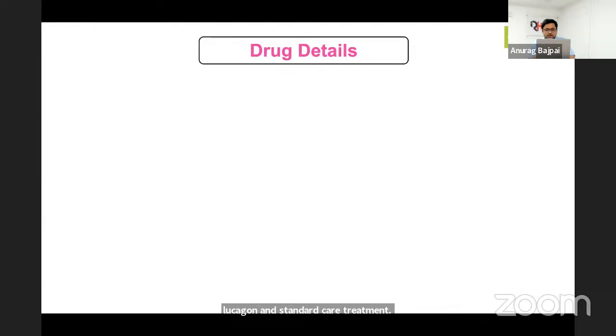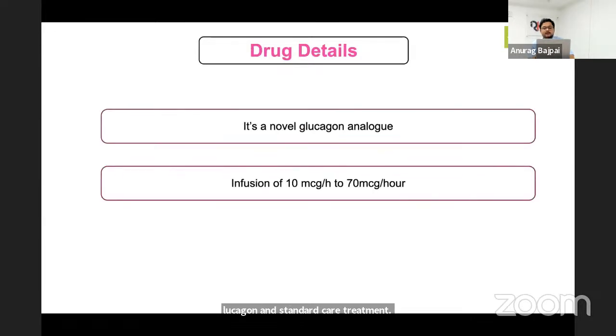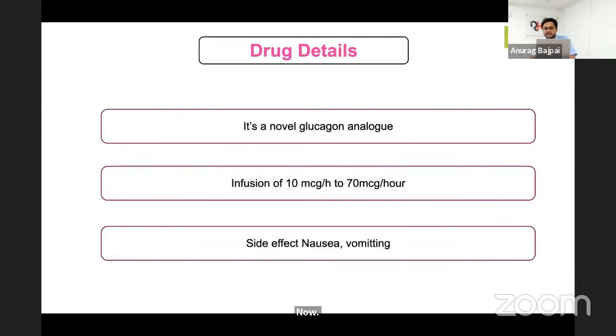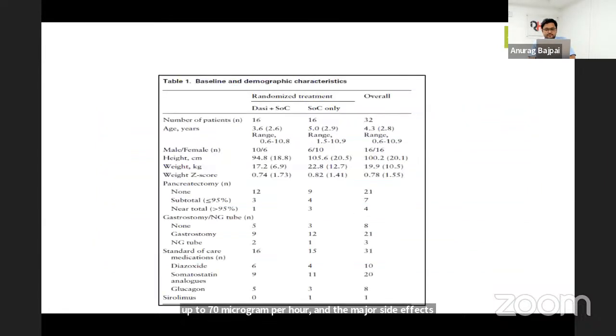Now, as Sir had already said, this is a novel glucagon analog. In our study, it was started at a dose of 10 micrograms per hour, which was subsequently increased up to 70 micrograms per hour, and the major side effects were nausea, vomiting, skin reactions, and some respiratory illnesses that were present in this study.